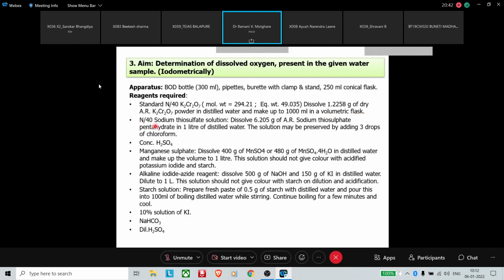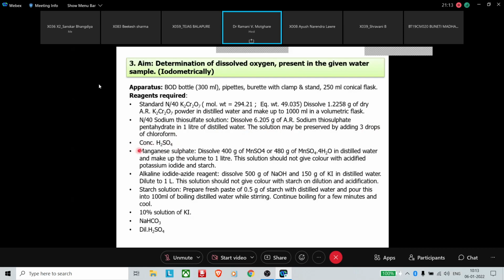Then N by 40 sodium thiosulfate solution is prepared. 6.205 gram of sodium thiosulfate pentahydrate is dissolved initially in a small quantity of water, and then the volume is made up in the volumetric flask up to the 1 liter mark. The solution may be preserved by adding 3 drops of chloroform. So you can preserve this solution.